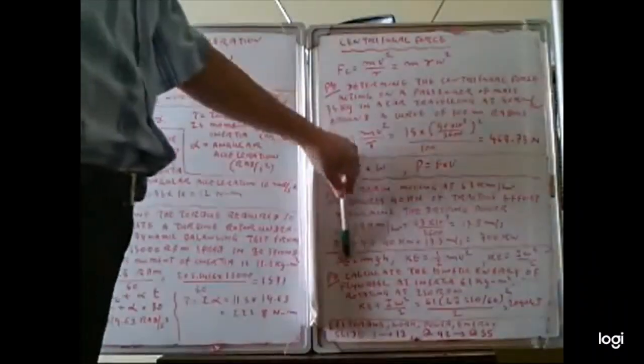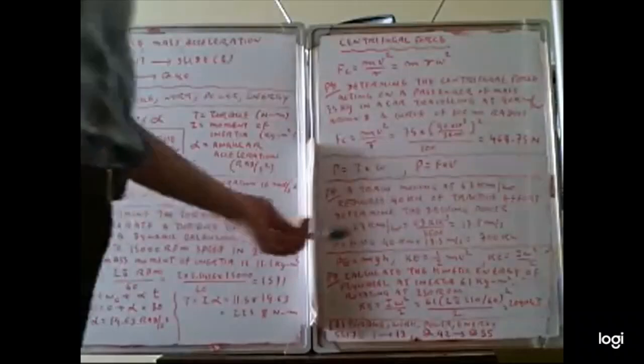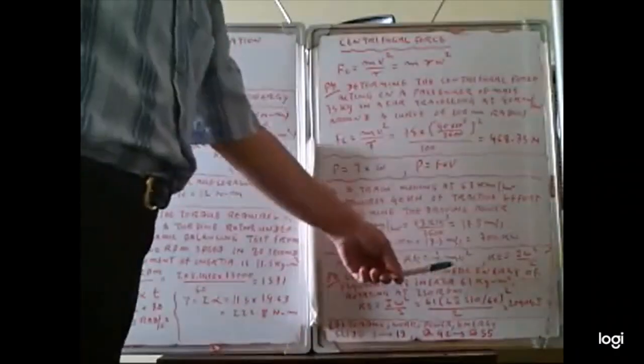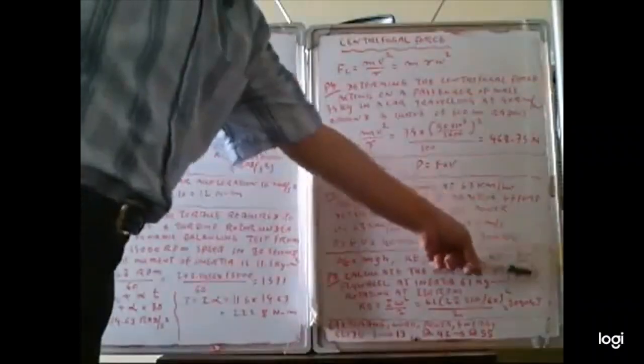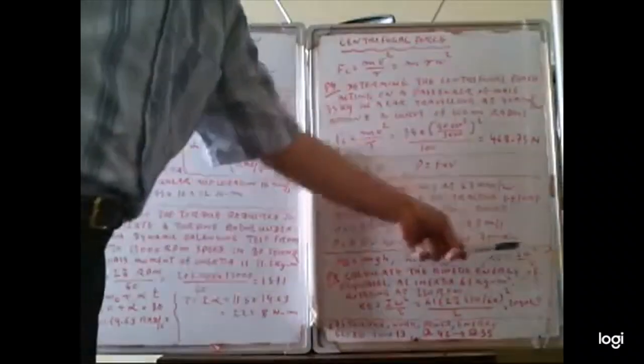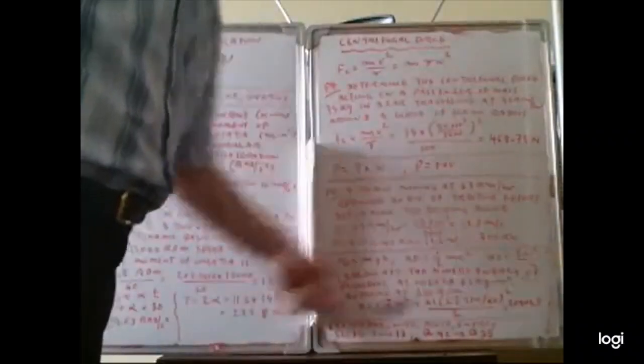So the potential energy is mgh, where m is the mass, g is the gravity, and h is the height. Kinetic energy is half m v square, where m is the mass and v is the velocity, or kinetic energy is I omega square by 2. Here I is the inertia and omega is the angular velocity.